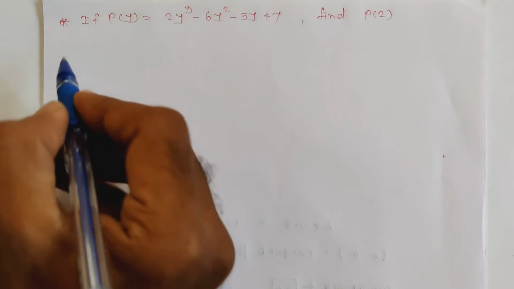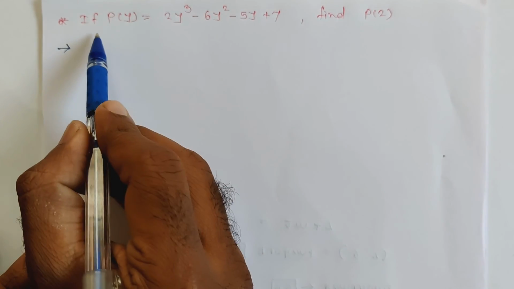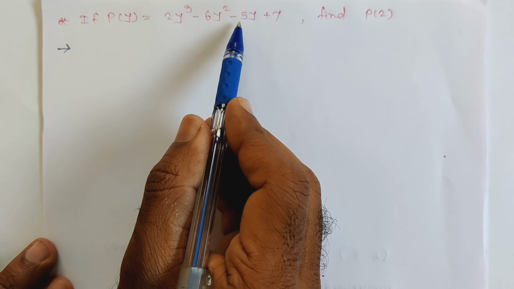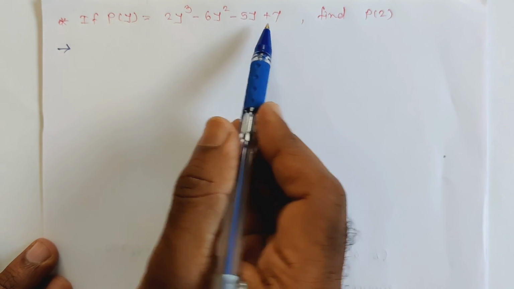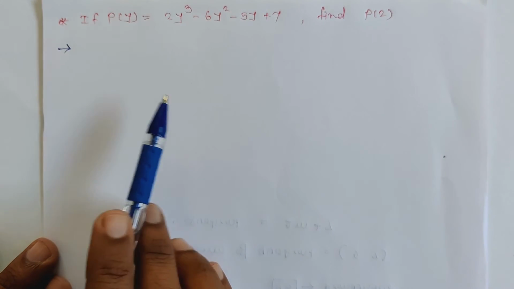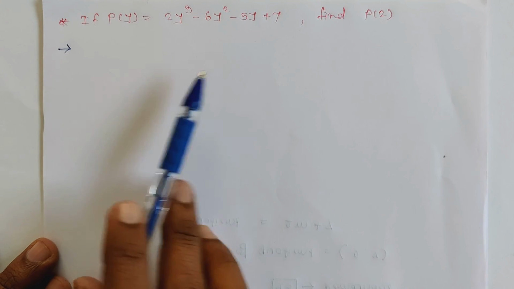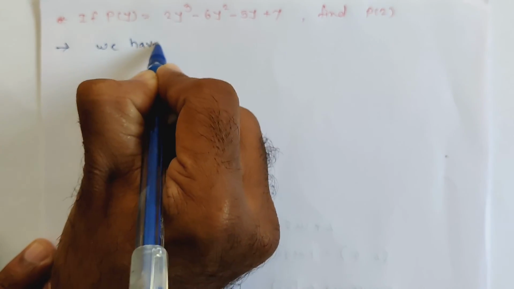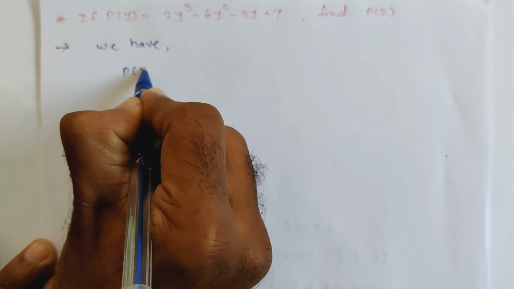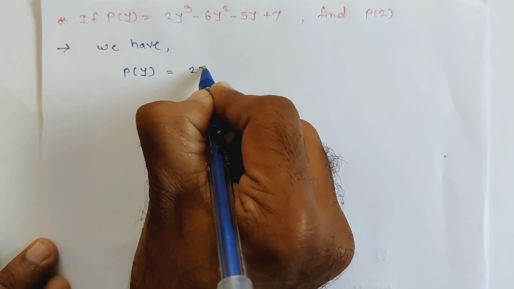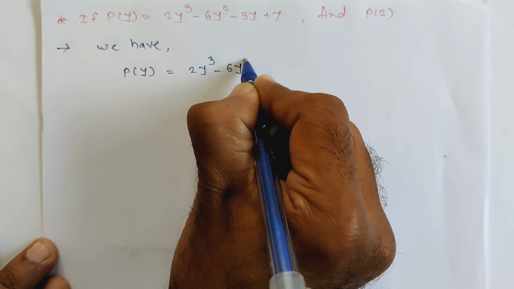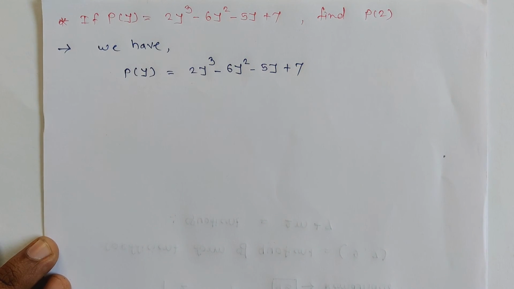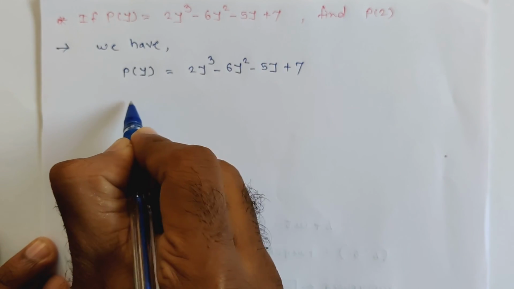Let us have another example of the same type. Here, if p of y is given to be 2y cube minus 6y square minus 5y plus 7, and we have to find p of 2. So we have to find the value of this polynomial for the value 2. Firstly we'll write the given polynomial, that is p of y is equal to 2y cube minus 6y square minus 5y plus 7. Now we have to find p of 2.